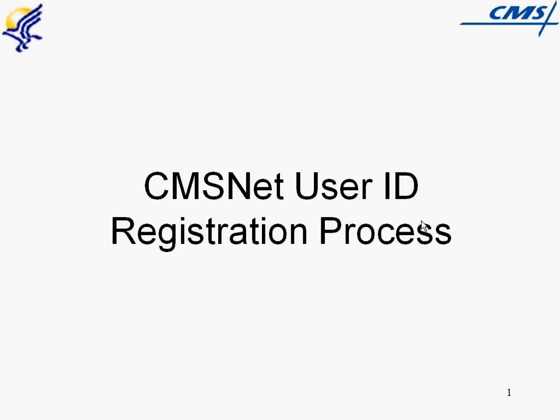Before beginning the CMSNet User ID registration process, you must have the following information available about your hospice: the Medicare CCN, which is also known as the CMS Certification Number, and the state and zip code for your provider. It is vital that you have the correct 6-digit CCN when registering for a CMSNet User ID. Therefore, you are encouraged to verify the CCN with your business office prior to registration.